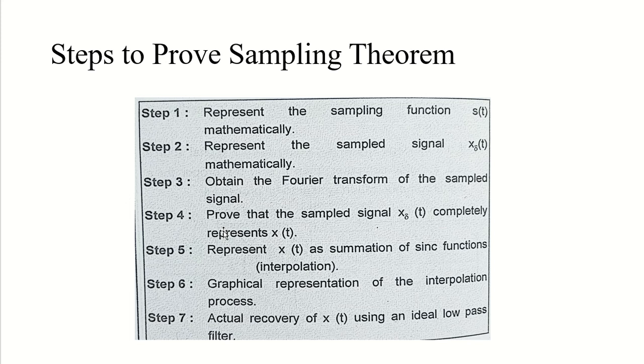Then you have to prove that the sampled signal x delta of t completely represents my original signal x of t. Then we have to represent my x of t as a summation of the sinc functions. That is called interpolation. That is something we are going to see in upcoming lectures. The 6th step tells us the graphical representation of the interpolation process. That is also what we are going to see in the upcoming classes.